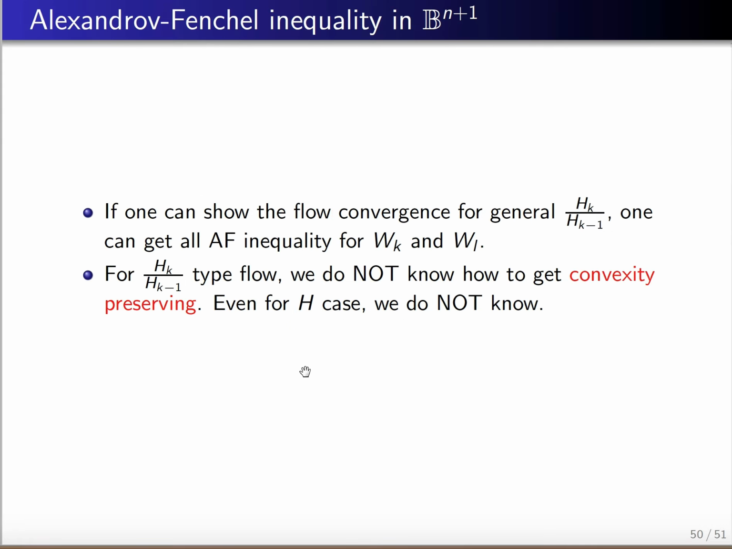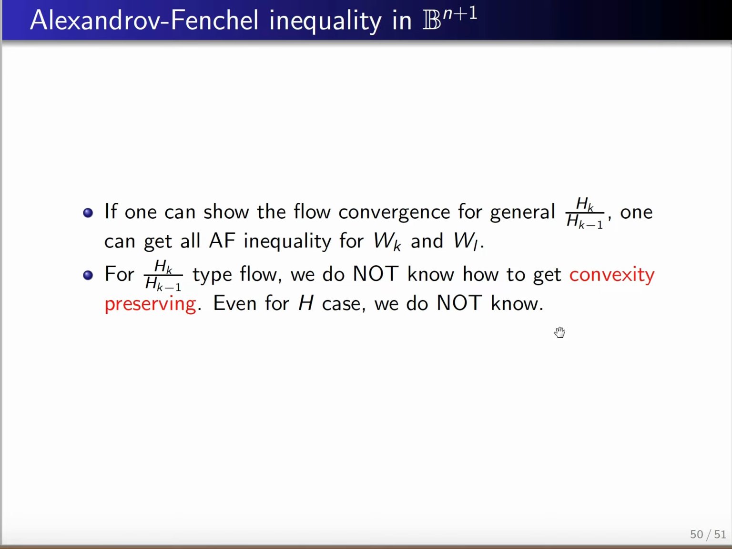Yeah. So if we want to get the full Alexandrov-Fenchel inequality in the ball, that is for any W_k and W_l, we need to study the flow convergence for general H_k over H_{k-1}. However, the main difficulty here is that we do not know how to get the convexity preserving for this flow. Even for the Minkowski case, we do not know how to do it.